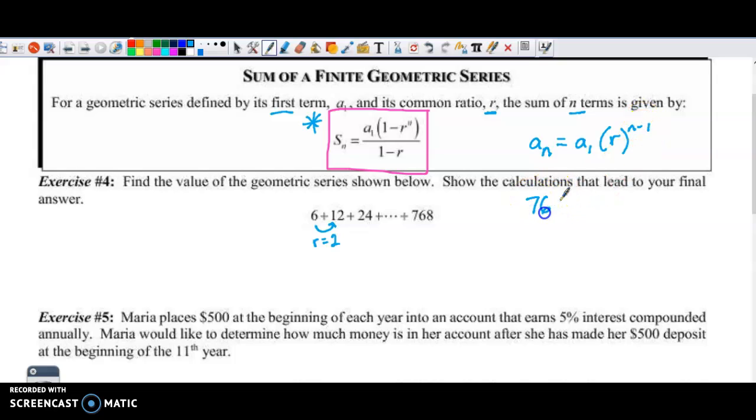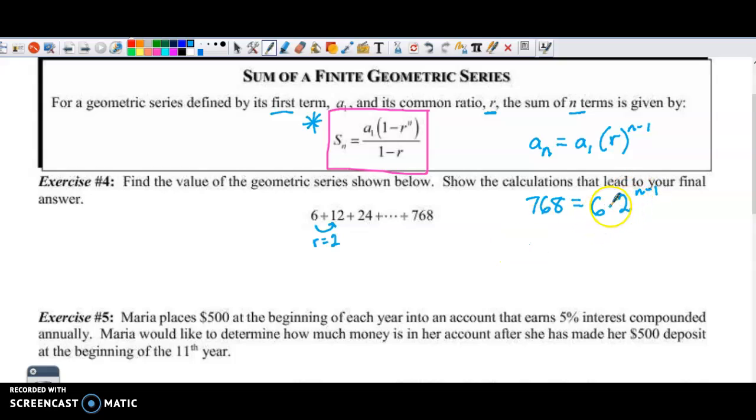So that would be 768. It's the last term. We know the first term is 6. What we don't know is what that ratio is. Oh yeah, we do know what the ratio is. It's 2. 6 times 2 to the n minus 1 power.